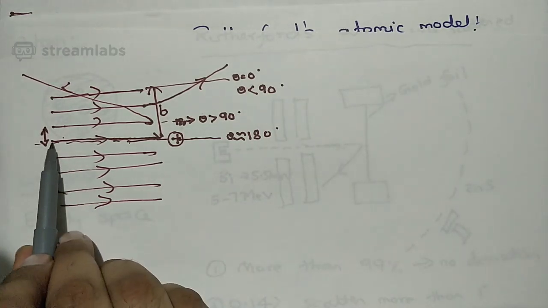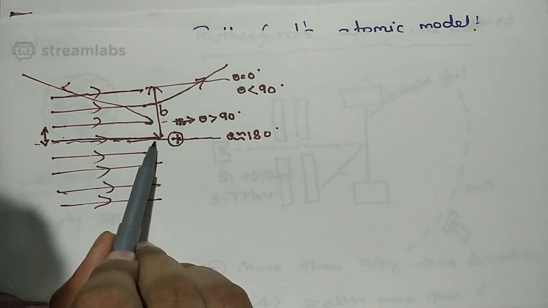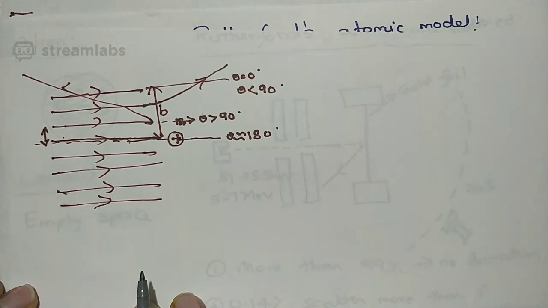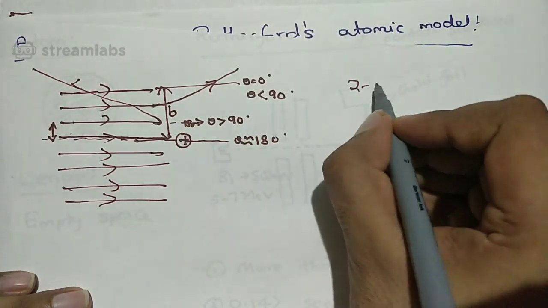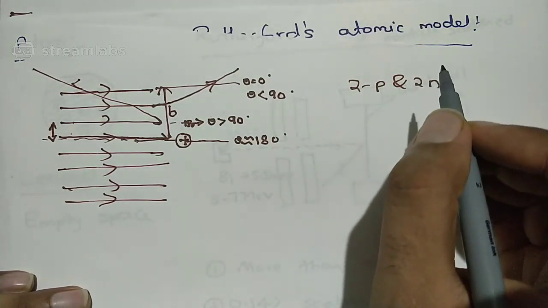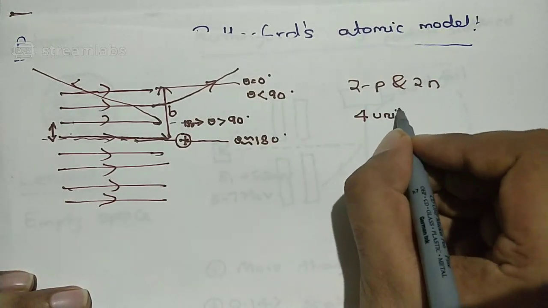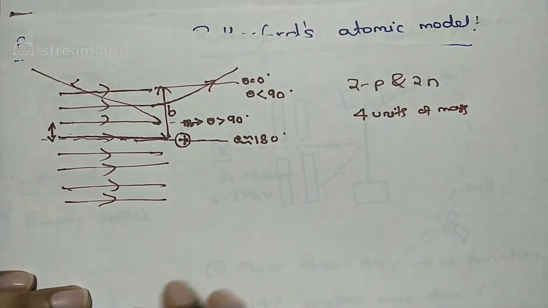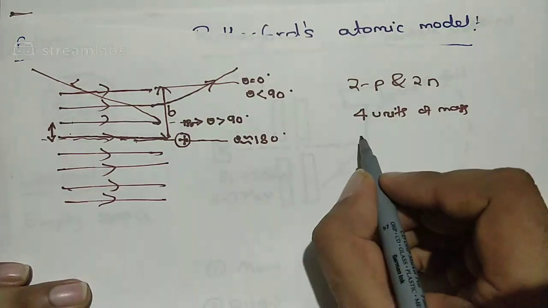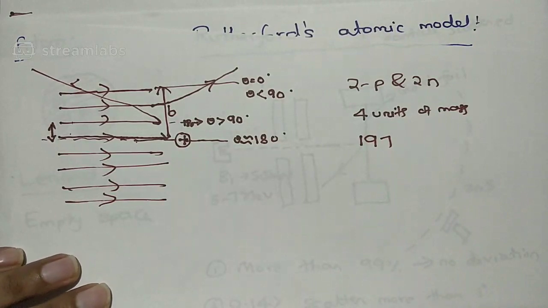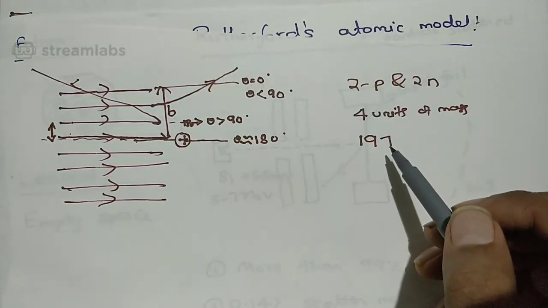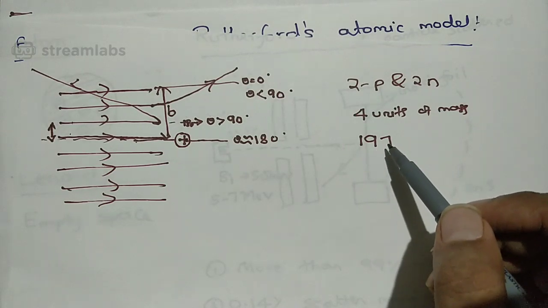Now see, consider when an alpha particle travels in this direction and backscatters. The question comes whether the gold foil moves from that point. An alpha particle contains 2 protons and 2 neutrons, so it has 4 units of mass. But the mass number of gold is around 197. If you compare with the mass of the alpha particle, this is a very, very heavy nucleus.